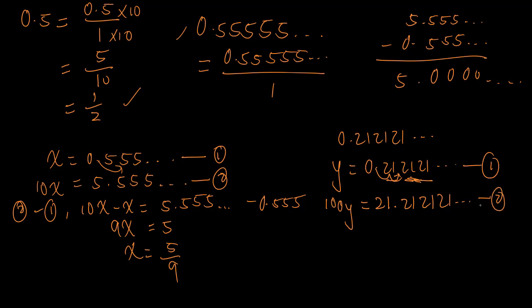What we're going to do next is use the second equation to minus the first equation. What it does is that all these recurring decimals will cancel off with each other. We will have 100y minus y, so we get 99y. And this number minus this number, all the recurring decimals will be cancelled off, and in the end we will have 21. Simplifying this, we have y equals 21 over 99. Further simplifying this, we have 7 over 33.